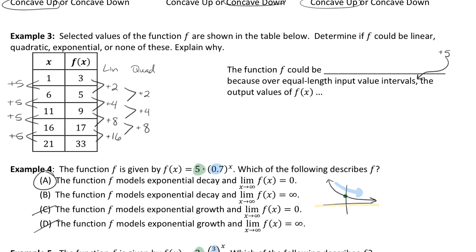Stay with me. The linear differences did not work. So we try the second differences. Those are not the same. We go back to the original values and we try multiplication. To go from 3 to 5, I'd have to do times 5/3. To go from 5 to 9, I have to do times 9/5.